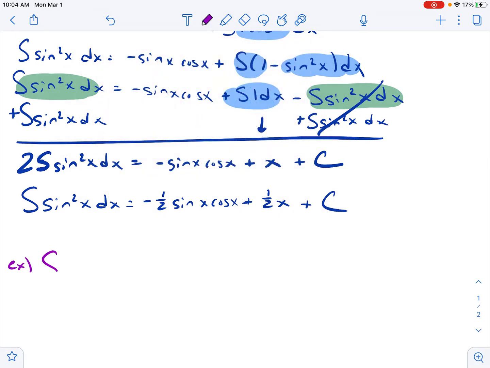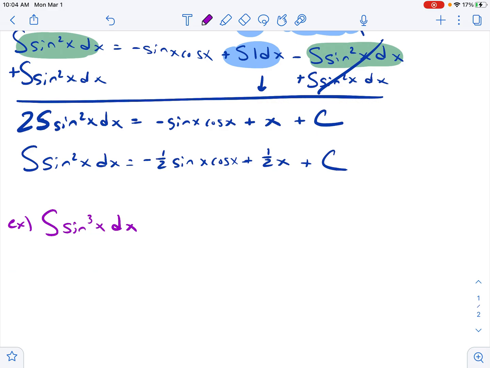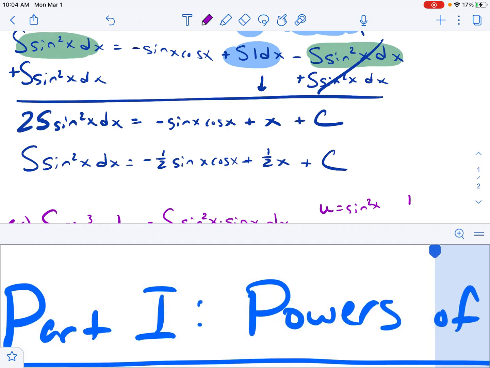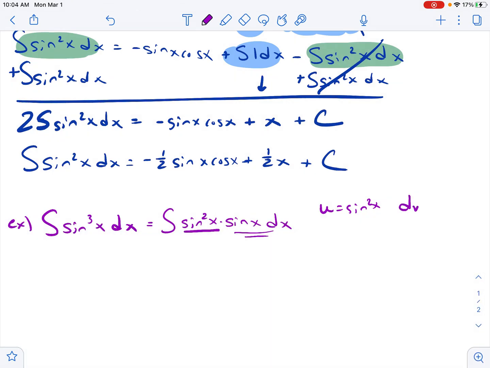Let's take a look at the integral of sine cubed. See what happens, and then we'll formalize this into a formula. I'm going to do what I did last time and break it up. This time I'm going to break it up into sine squared x times sine x dx. I'm going to let u be sine squared x. I'm going to let dv be the sine x dx that's left.